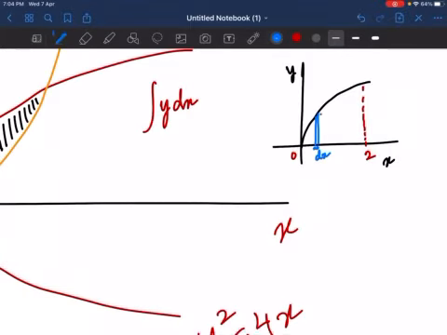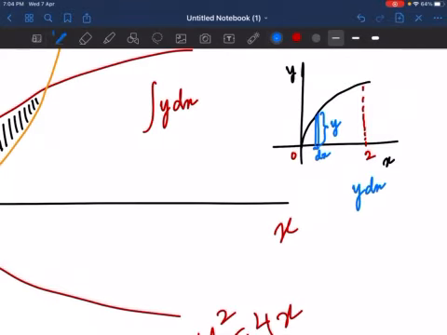And this length is my y, because it's a vertical thing. Vertical means y, horizontal means x. So this length is my y. Now I know that for a rectangle, the area is given by length into breadth. So here the length is y, the breadth is dx. So if I ask you the area of this small rectangle, you will say y dx.